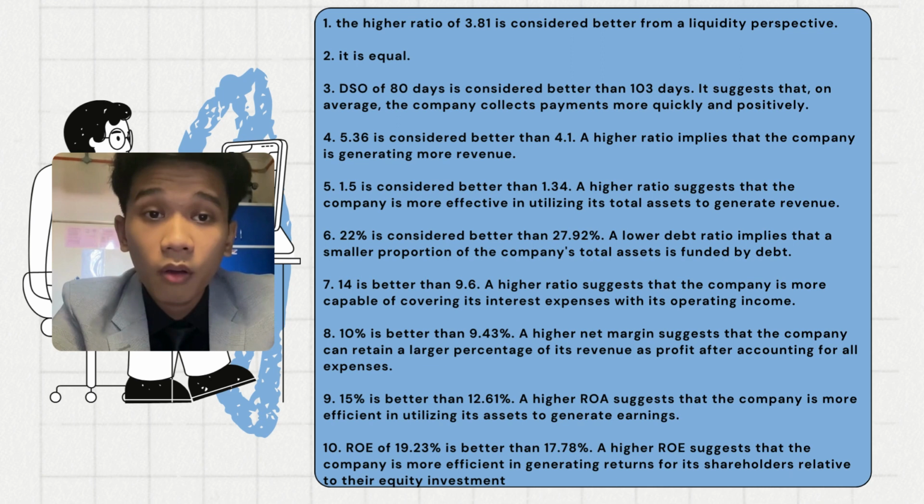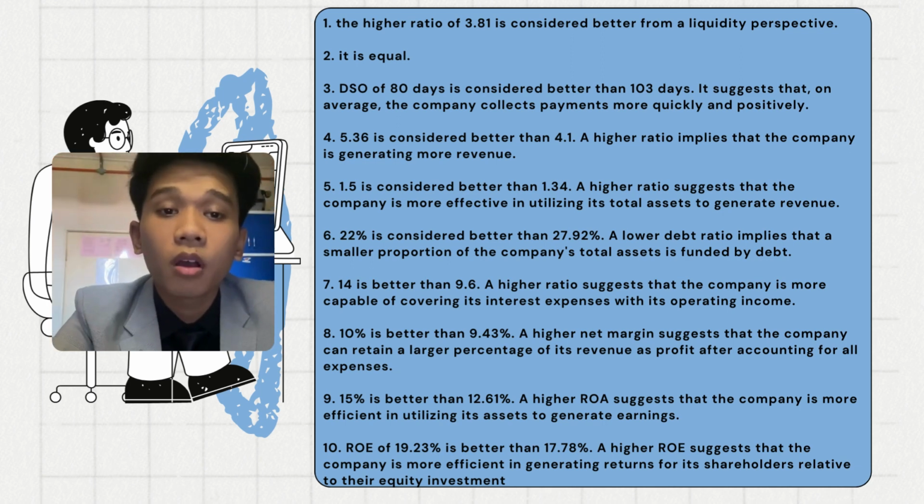Number 7, 14 is better than 9.6. A higher ratio suggests that the company is more capable of covering its interest expenses with operating income. Number 8, 10% is better than 9.43%. A higher net margin suggests that the company can retain a larger percentage of its revenue as profit after accounting for all expenses.